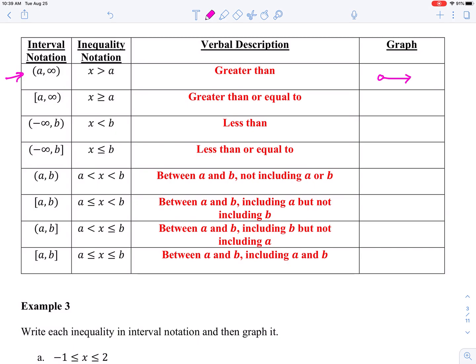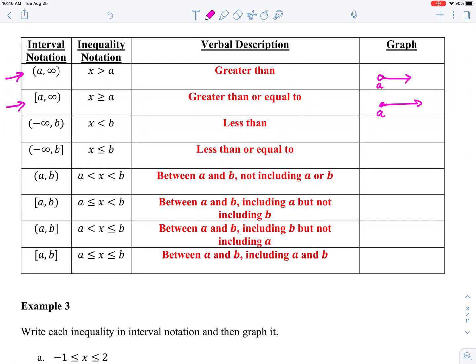Okay? Next row here. Notice we use square brackets on a. So a square bracket means including a, going up to infinity. For inequalities, we would say this is x greater than or equal to a, because we are including a. If we were to graph this on a number line, we would make a solid dot at a, and an arrow going to the right, meaning it goes on forever. Oops, forgot to write an a there. There we go.